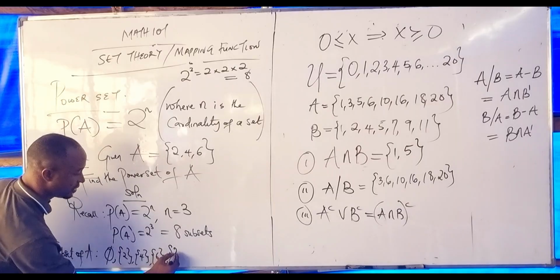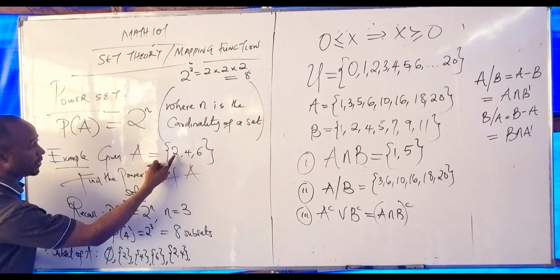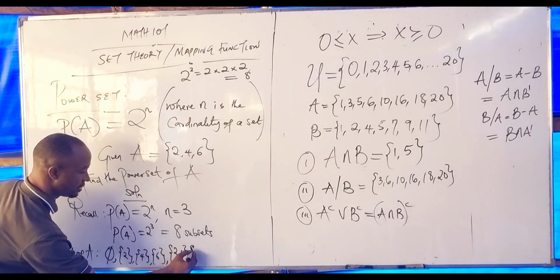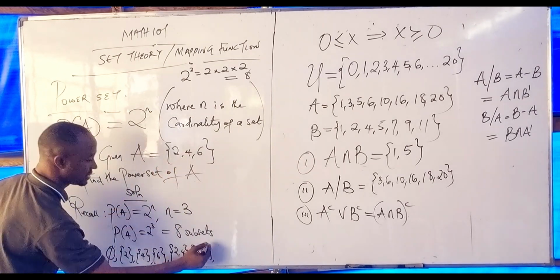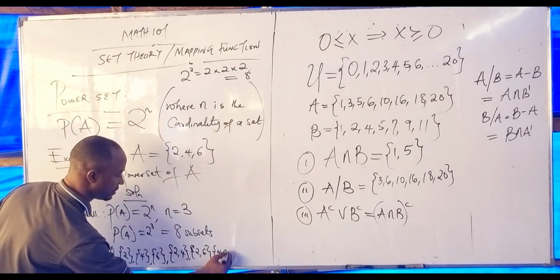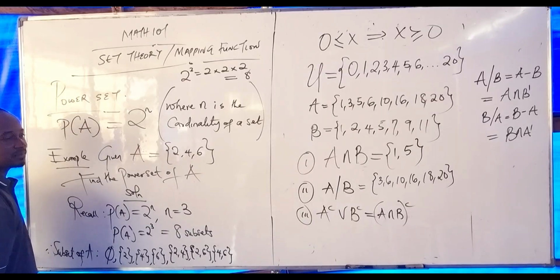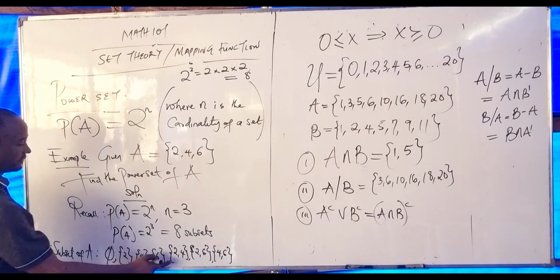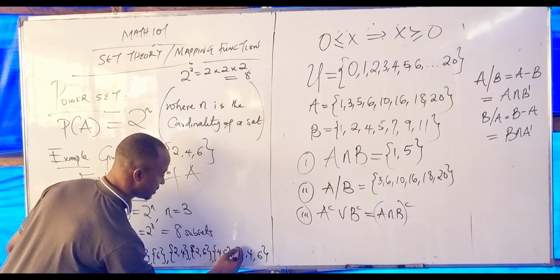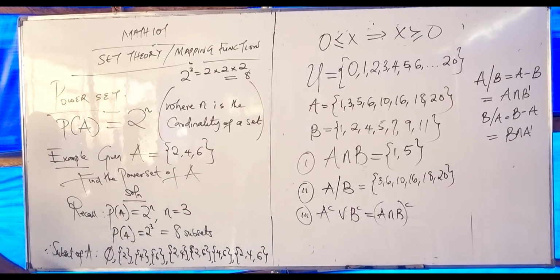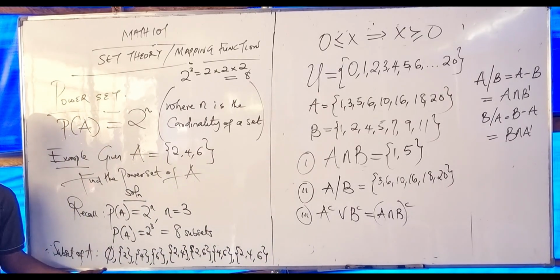Now for the double sets, I'll pick 2 and 4. I'll pick again 2 and 6. Then I'll pick 4 and 6. Then the last is 2, 4, 6. Count: 1, 2, 3, 4, 5, 6, 7, and the next is 2, 4, and 6. Are you seeing it now? Is that clear?